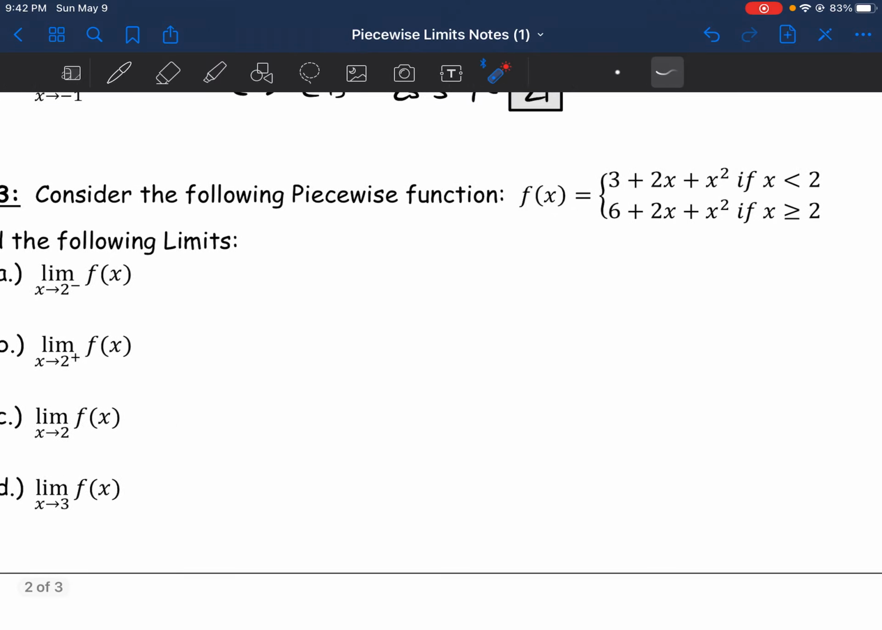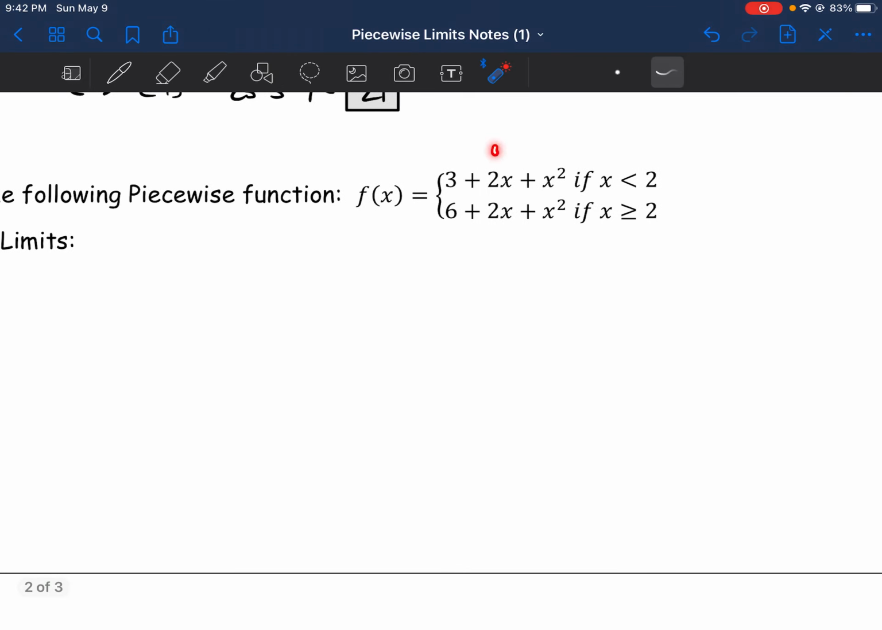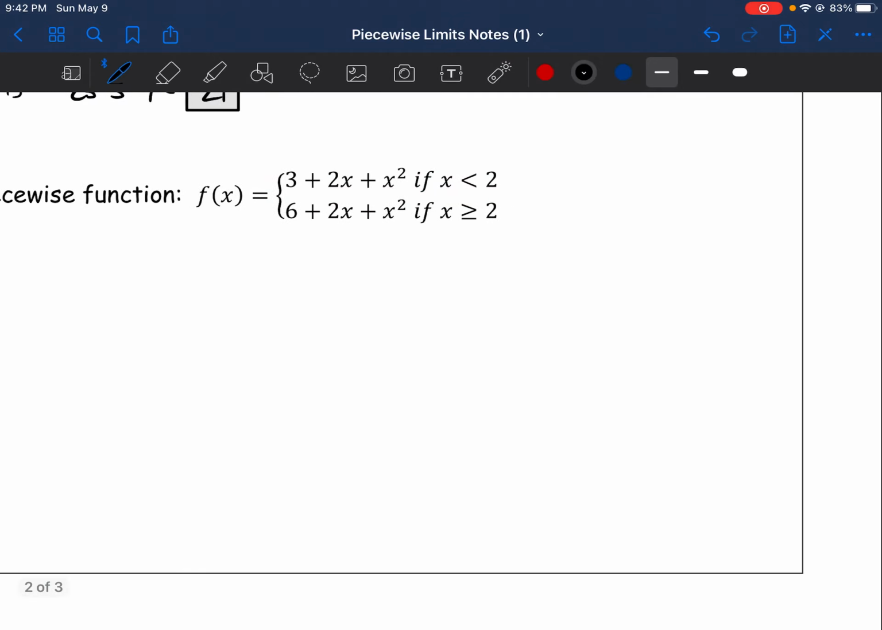So let's try that one more time here with example 3, and this time we'll move a little bit faster. So here in example 3, here's our piecewise defined function. We can see that f of x is going to be 3 plus 2x plus x squared anytime x is less than 2. So what this is really saying, if x is less than 2, this is left of 2. And if x is greater than or equal to 2, this is right of 2 or equal to 2.